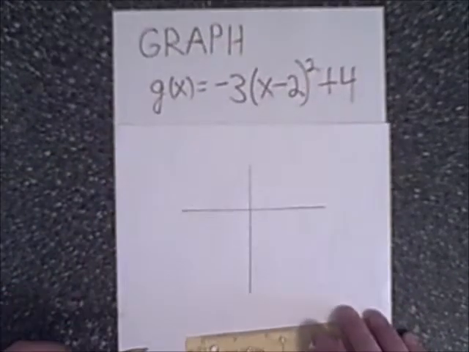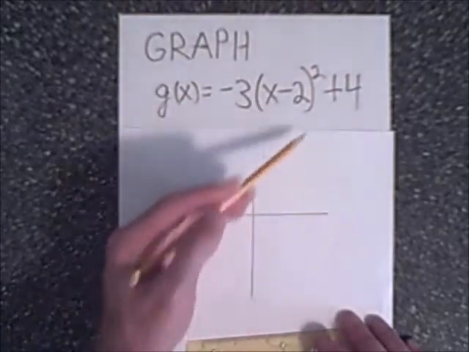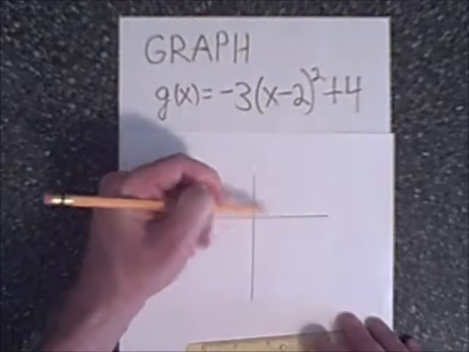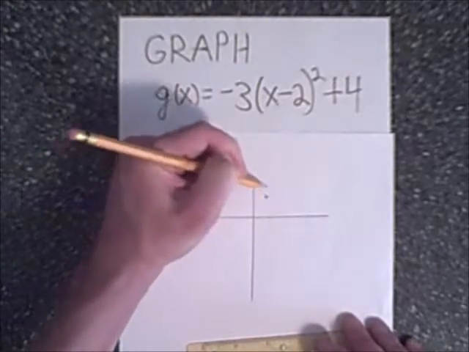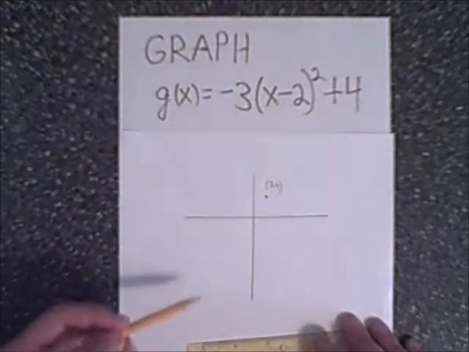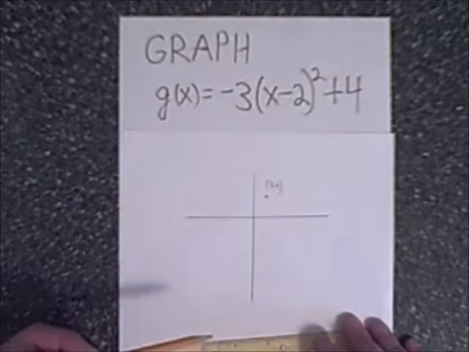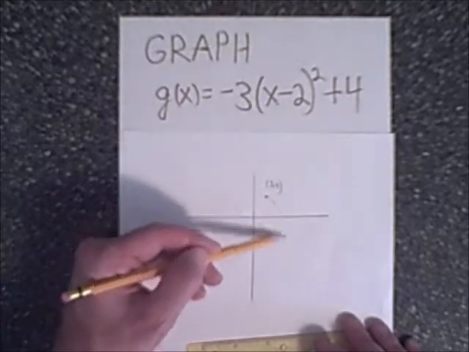Okay. As mentioned, you might remember this is going to be the vertex. Two units to the right, 4 units up. So 2 units to the right, 4 units up. So let's call this (2, 4). Okay. And again, we're going to shift. It's going to be facing down and stretched. Okay. So it's going to look something like this.